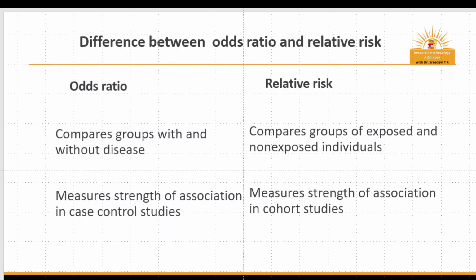Odds ratio measures strength of association in case control studies. Diseased and healthy individuals are compared and their exposure to risk status is studied. Relative risk measures strength of association in cohort studies. In cohort study, groups exposed and non-exposed are compared, that is, smokers and non-smokers are compared to measure the outcome or disease. This can be made more clear again with the same example.